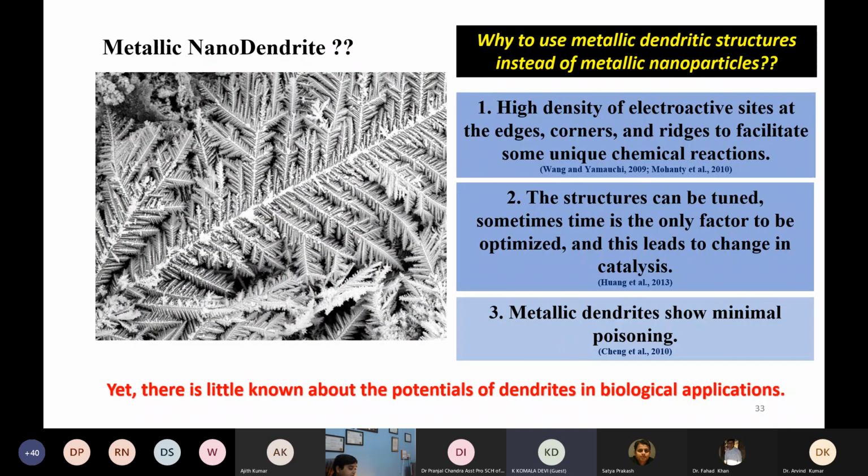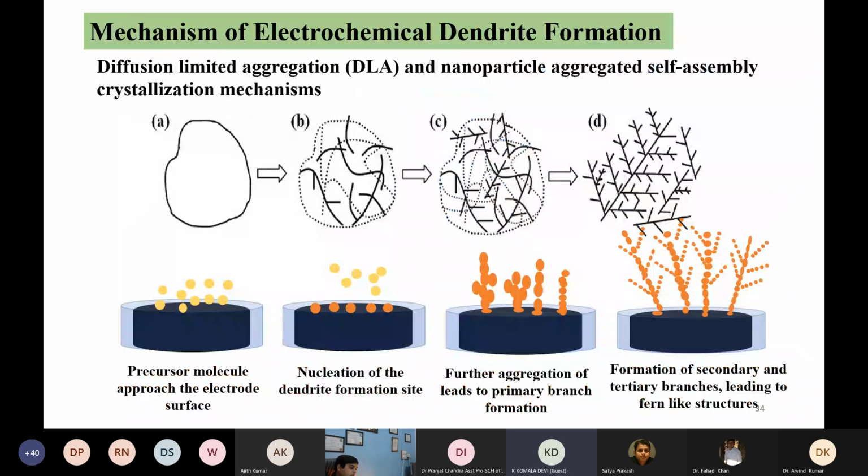It looks something like this: primary, secondary, and so on. These are the nanostructures. Somebody asked me how to fabricate them. That is very much possible in any lab that works in this area. This type of nanostructure has been fabricated and applied for detection of various molecules. I'll go a little faster here. That's DLA, diffusion limited aggregation. This is the process of the formation of dendrites.